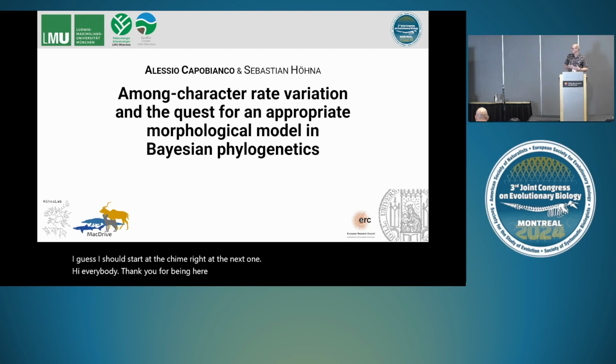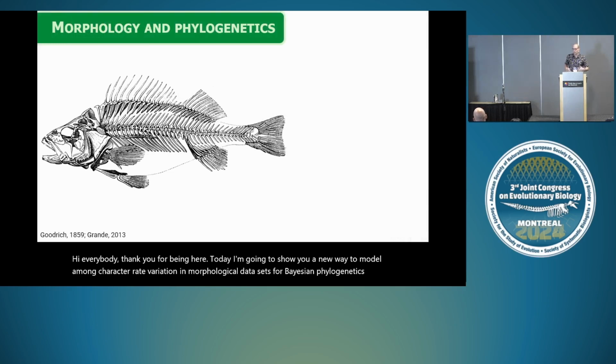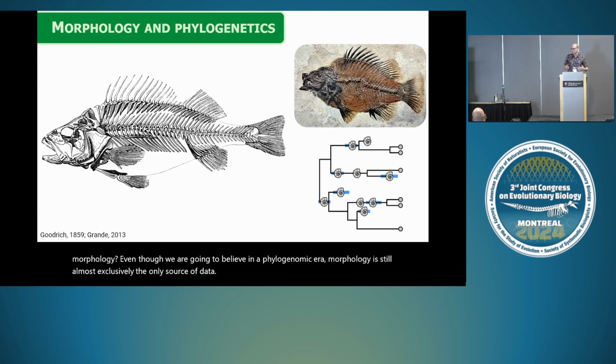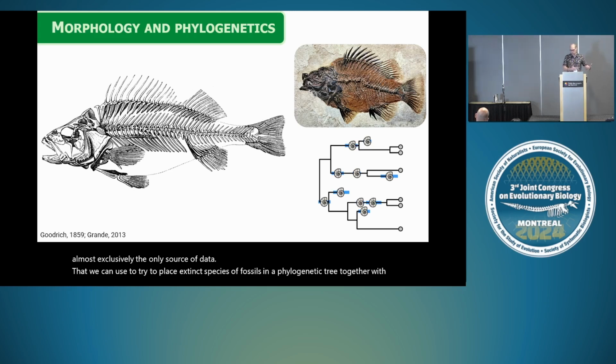Today I'm going to show you a new way to model among character rate variation in morphological datasets for Bayesian phylogenetics. So why morphology? Even though we arguably live in a phylogenomic era, morphology is still almost exclusively the only source of data that we can use to try to place extinct species, fossils, in a phylogenetic tree together with extant species, so living diversity.